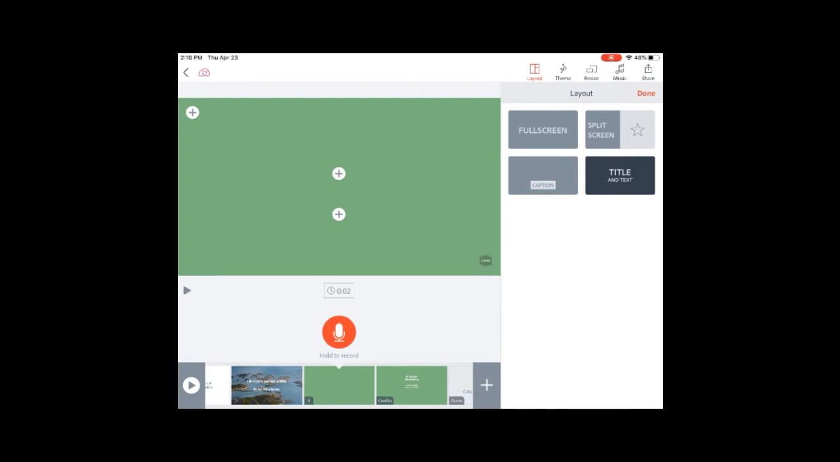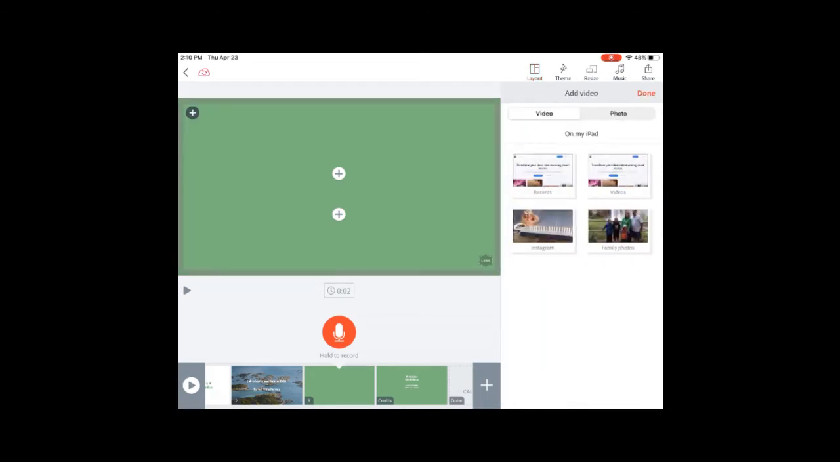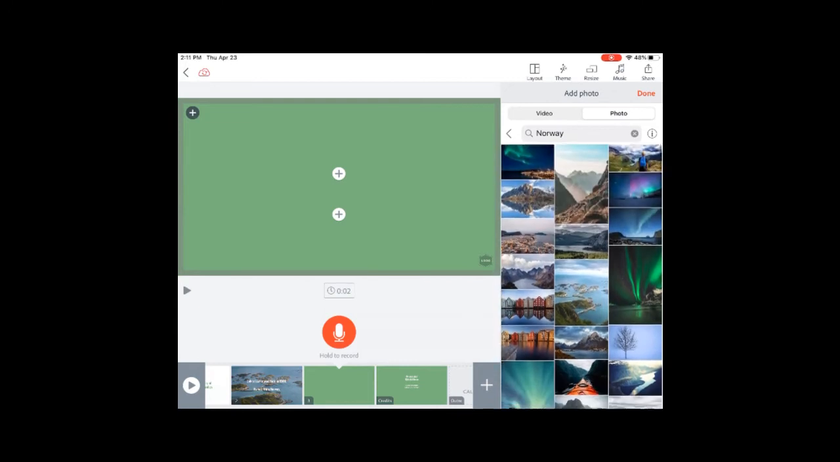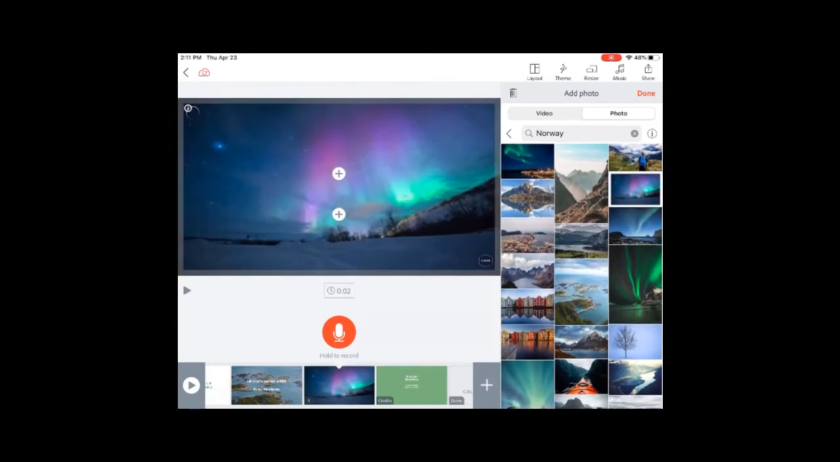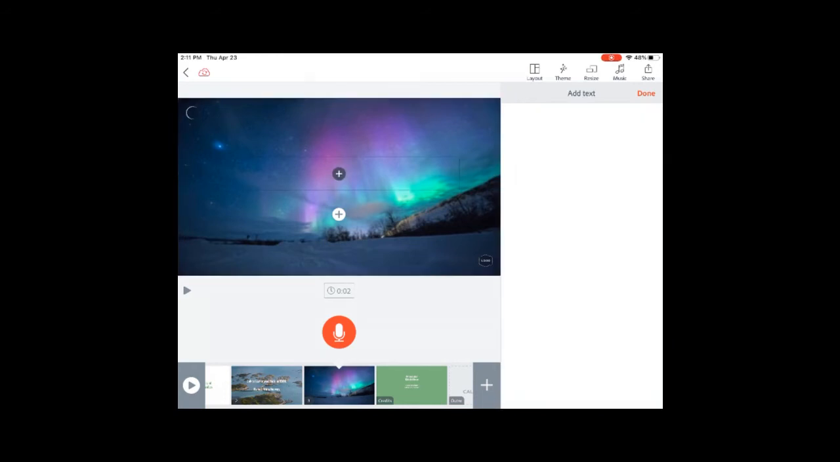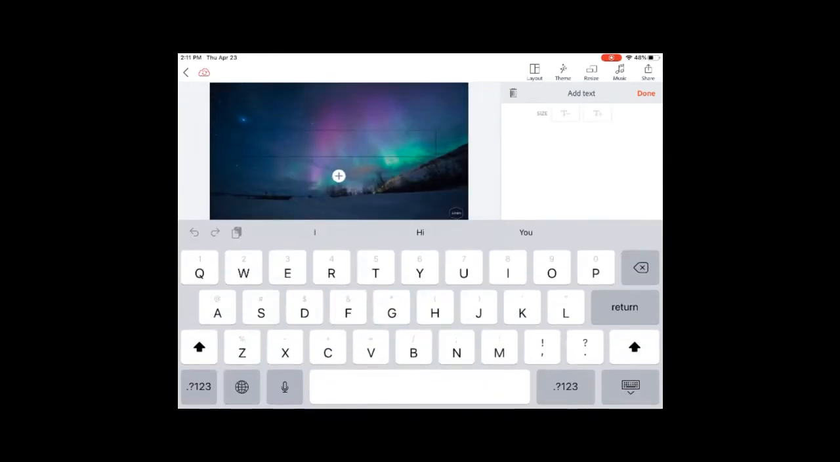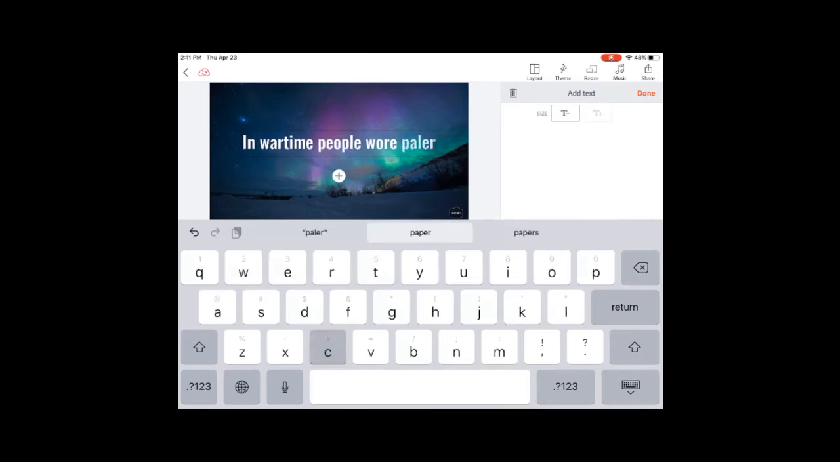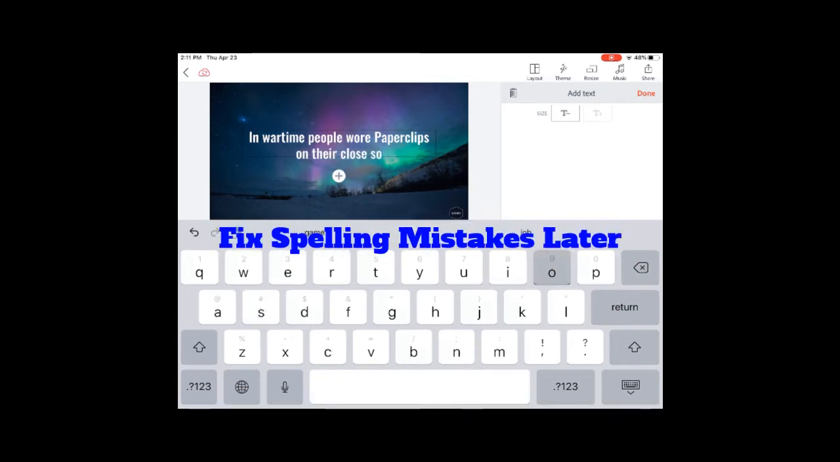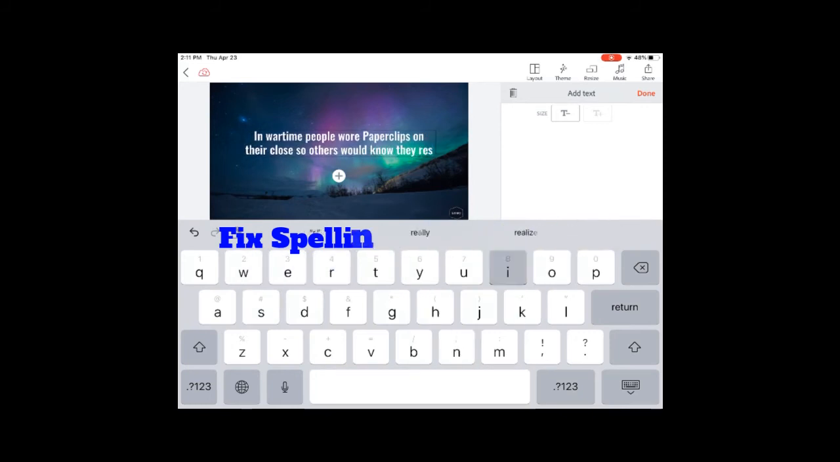So in the corner of the screen, I'm gonna press on the plus, and I'm gonna choose another picture from Norway. And it's neat how it's all saved in here. Now I'm gonna add some more text. And I'm just gonna write in wartime, people wore paper clips on their clothes so others would know they resisted the Nazis.